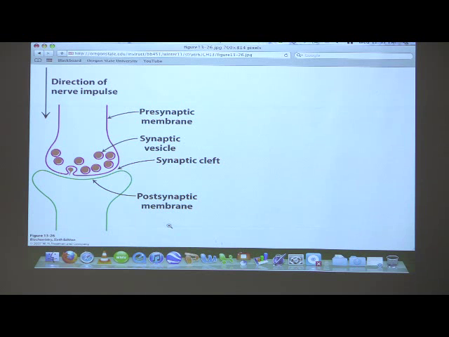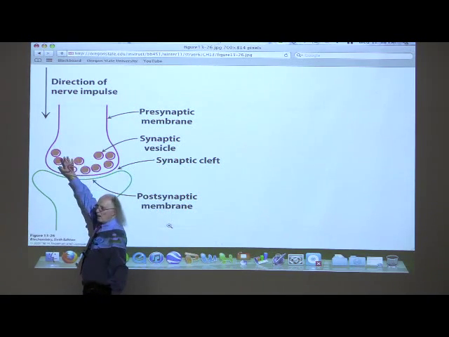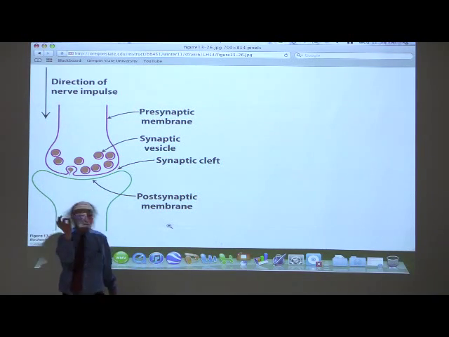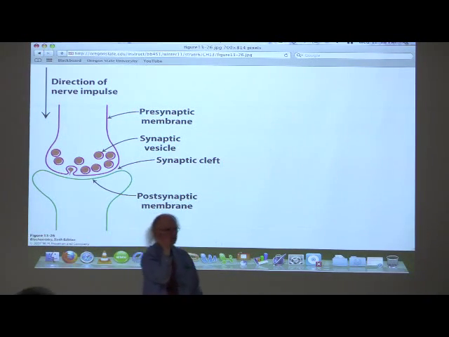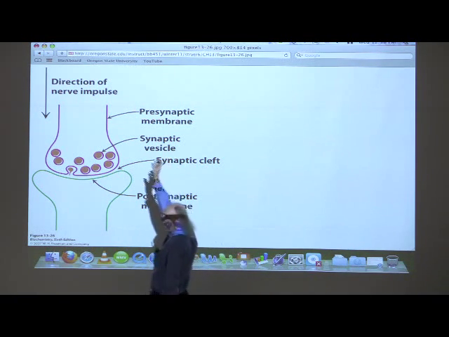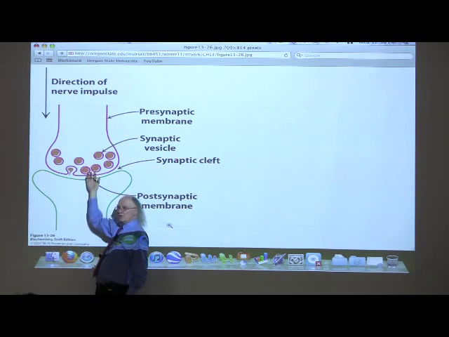Okay? So, let's imagine that I've got this nerve signal coming along, and I've got these neurotransmitters here. The neurotransmitters are just sitting here waiting at the end of the nerve cell. They're wrapped up in little bags we call synaptic vesicles. So the synaptic vesicle is just a little membrane-enclosed structure that has the neurotransmitter inside of it.